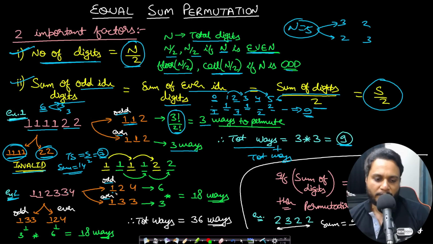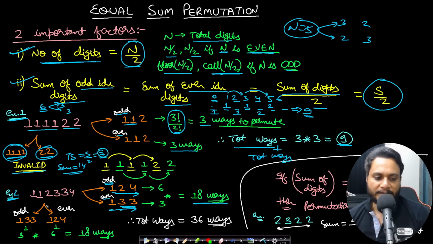So I can split it as 1 2 4 on one side, on the odd positions, and at the even positions I can have 1 3 3. So this rearrangement will give you 3 factorial, and this will give you 3 factorial by 2 factorial, because 3 is repeating 2 times. So total arrangements by this split is 18 ways.